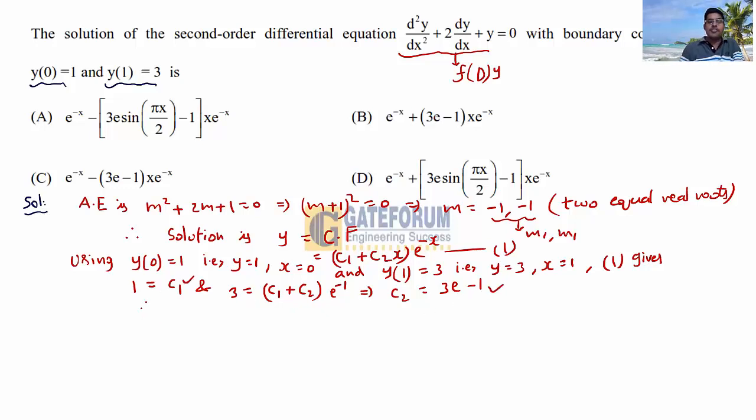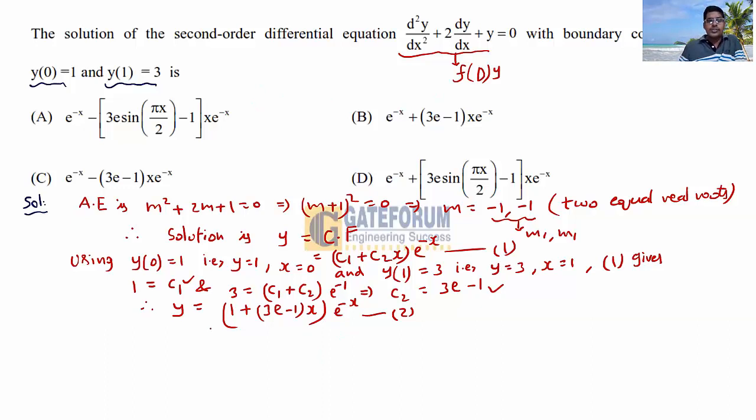Therefore, back to the equation, substituting there, y is equal to c1, that is 1, plus c2, that is e minus 1, into x into e to the power minus x. So what they are asking is, say equation 2, the value of the solution directly.